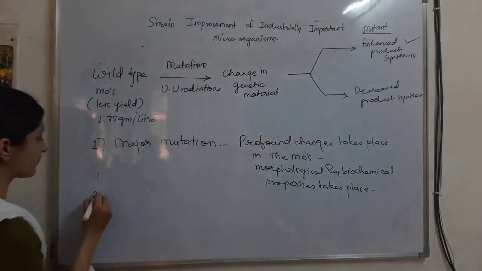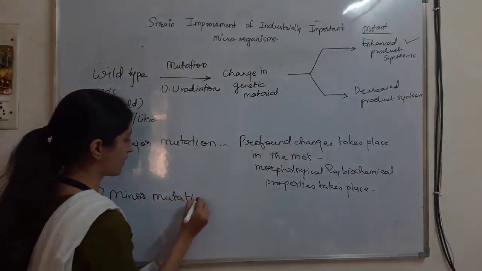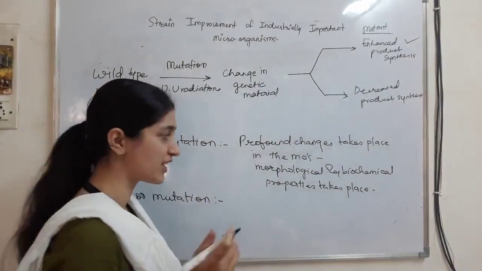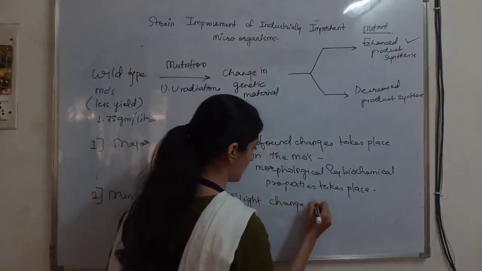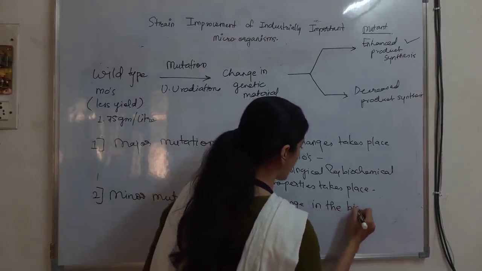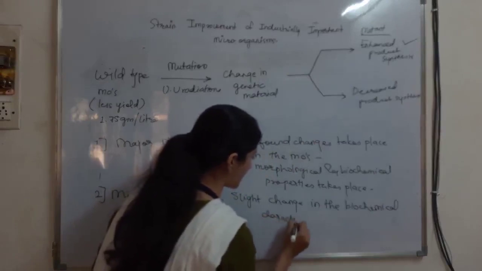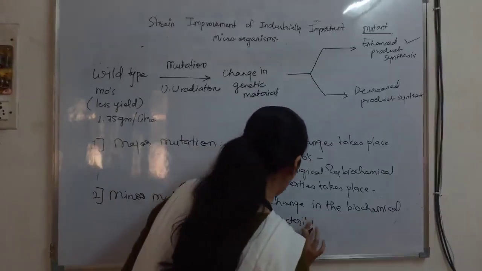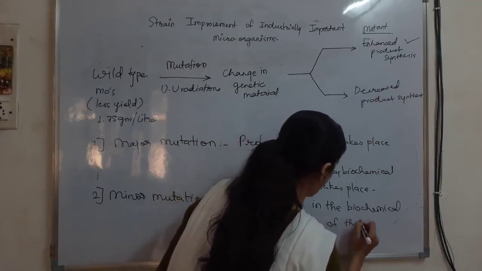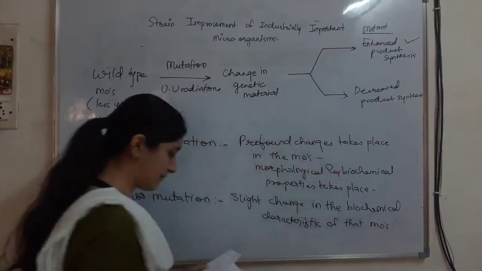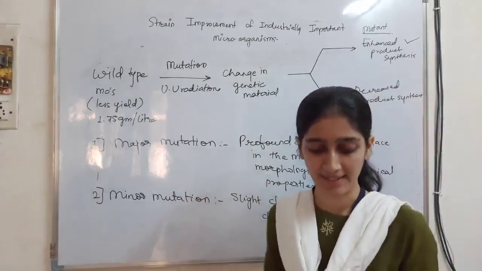And the second one is minor mutation. There is only a slight change in the biochemical characteristic of that microorganism. This is called major mutation and minor mutation.